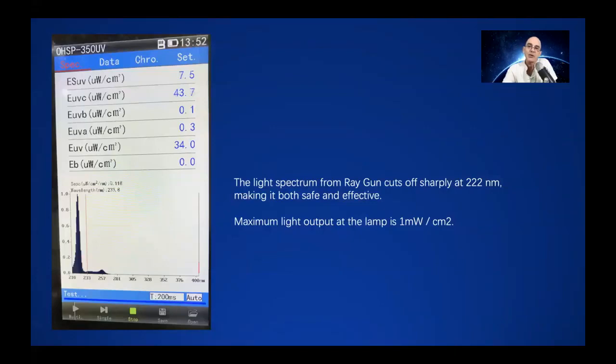Now remember I asked you to remember that number before. It was the light intensity of the VUV lamp that was used in the experiments. They used 0.1 milliwatts per square centimetre. Ray Gun's got 1 milliwatt per square centimetre. So it's certainly quite a powerful device.